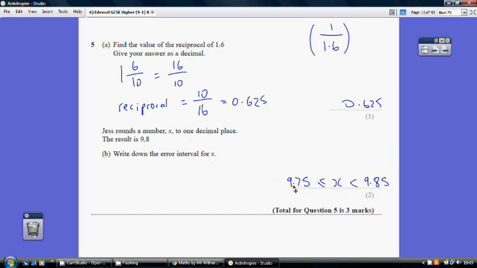But remember, if we're exactly 9.75, we round up. So we want to include the 9.75. But at 9.85 you would go up to 9.9, so that's why that one is less than only, yet the other one is greater than or equal to.